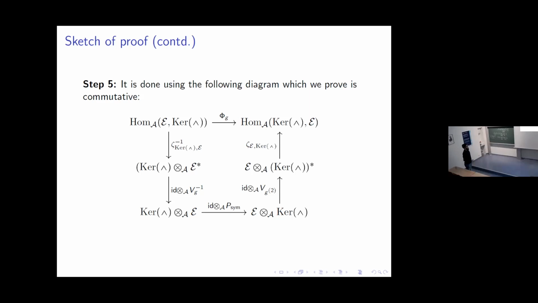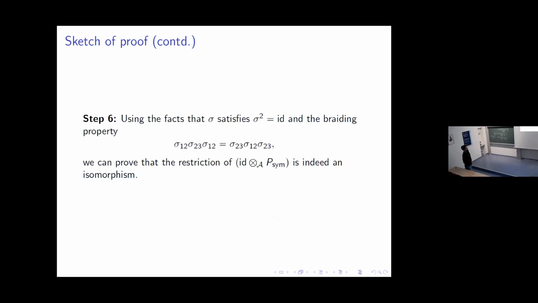And finally, since sigma is involutive, and it satisfies the braiding, incidentally it does, these two facts give us a proof of the fact that identity tensor PSIM is indeed always an isomorphism. So in fact, for bilinear metric, all tame differential calculi have a unique Levi-Civita connection, and the three examples that we discussed before, all of them for each bilinear metric give a unique Levi-Civita.